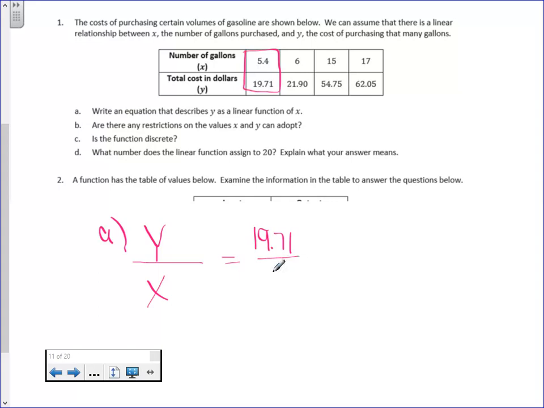And then divide it by 5.4 on the bottom. Cross multiply. So I draw my diagonal line from y. It points to 5.4, so those two are now together. Draw my diagonal line from x.